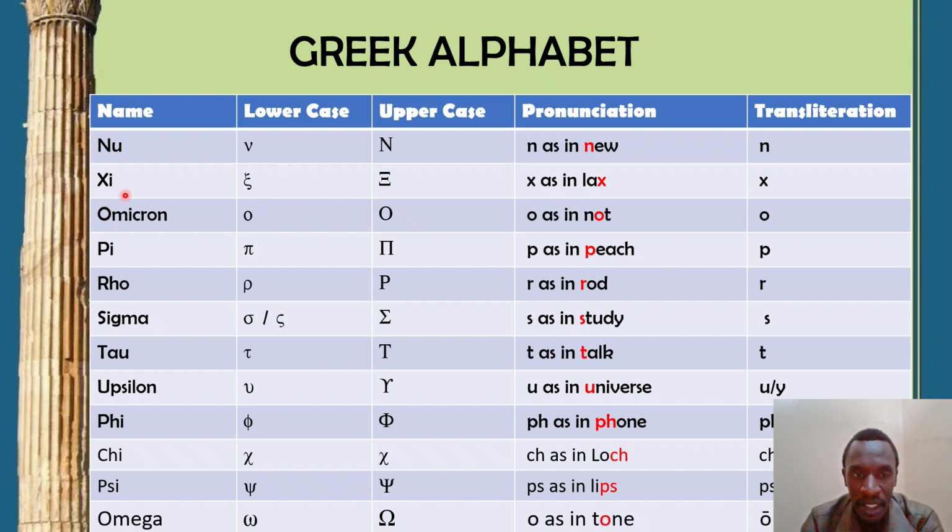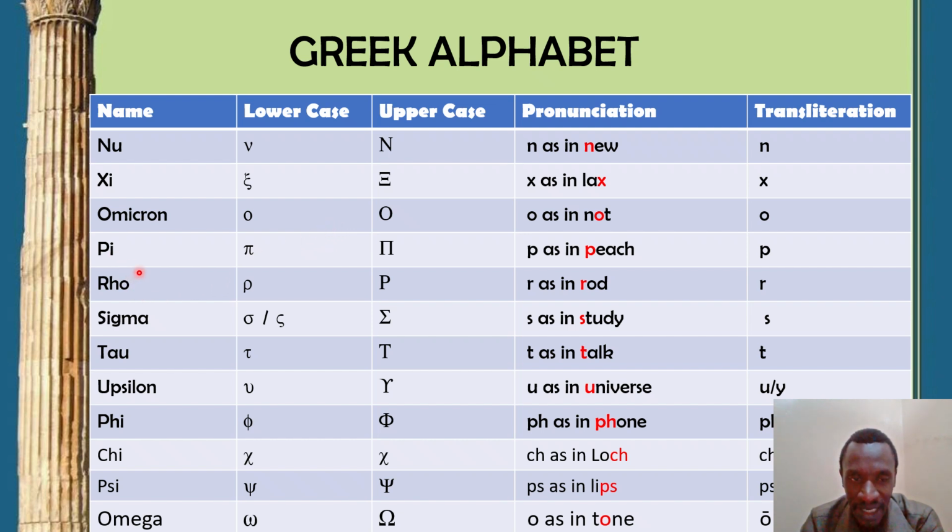And then the next letter that we have is xi, and xi is written like this, and it has an X sound like in lax. And then the next letter that we have is omicron, which is written like O, and it has an O sound like O in not.